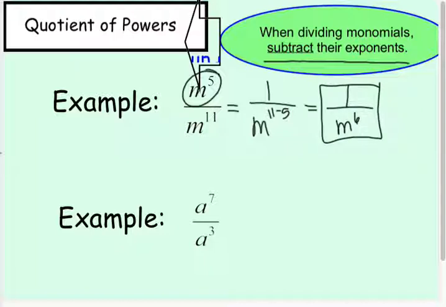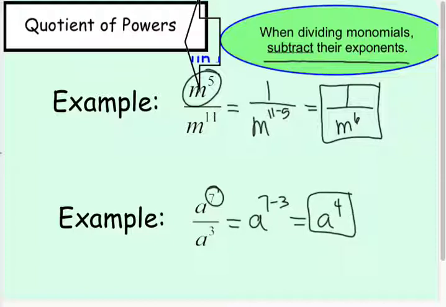My next example, once again, I look at where the bigger one is. 7 is bigger, so I'm going to subtract 3 from it. So it's a to the 7 minus 3, or a to the 4th. And there it is, simplified. So that is quotient of powers.